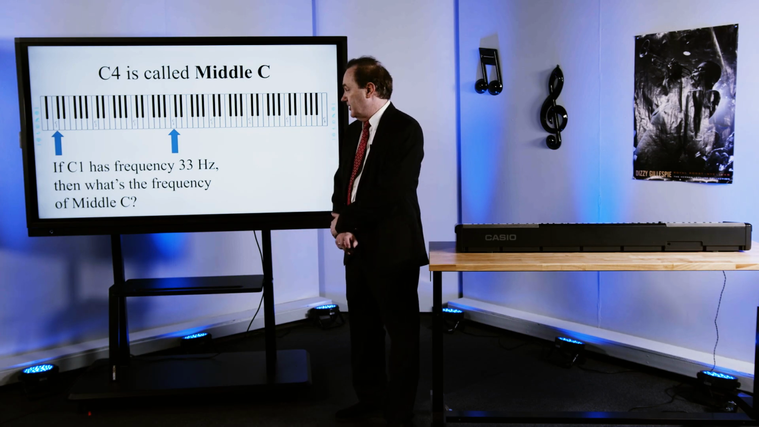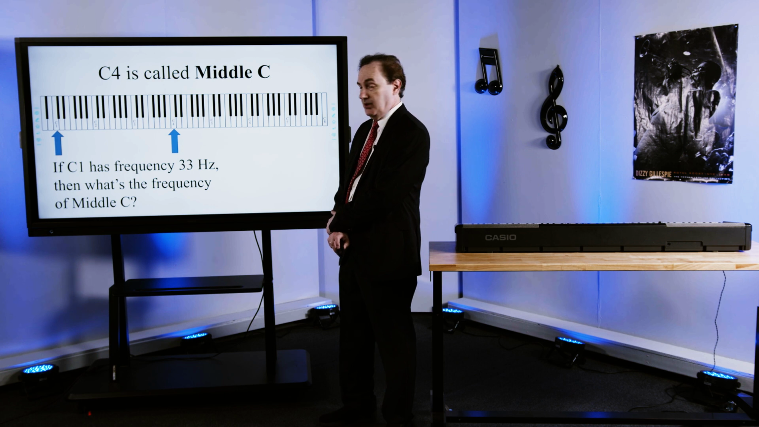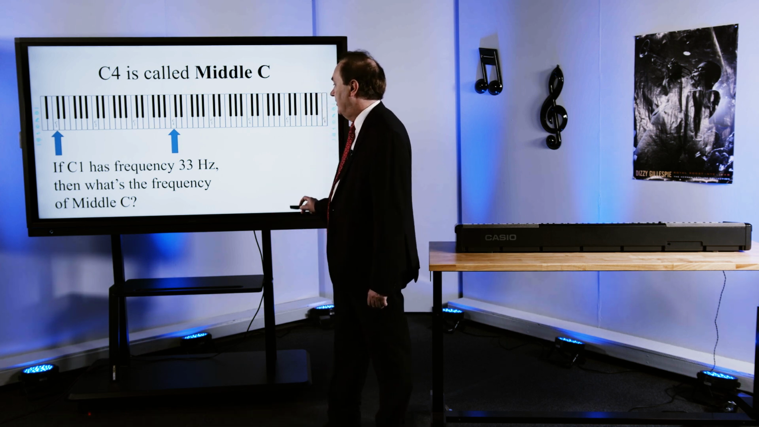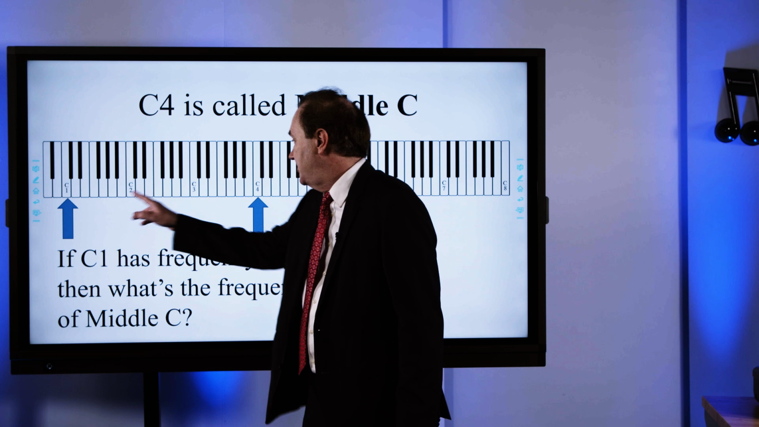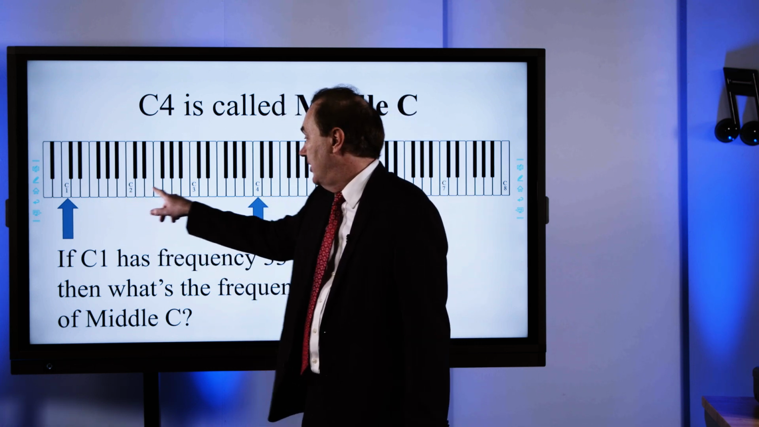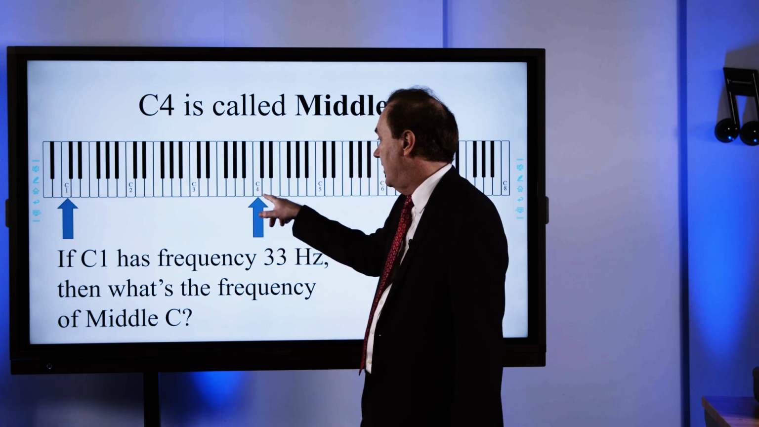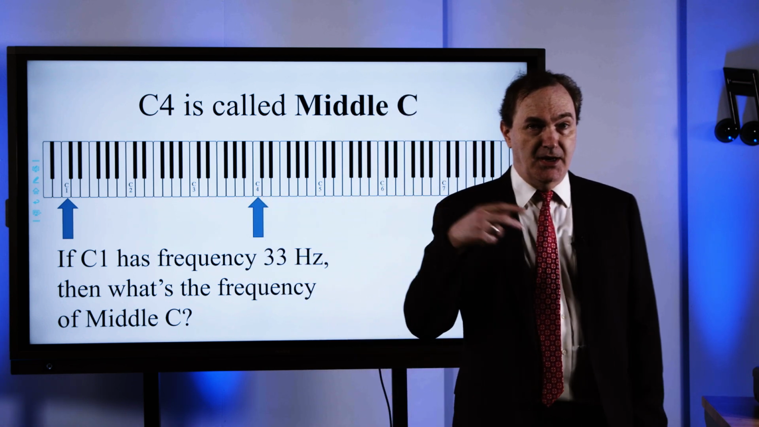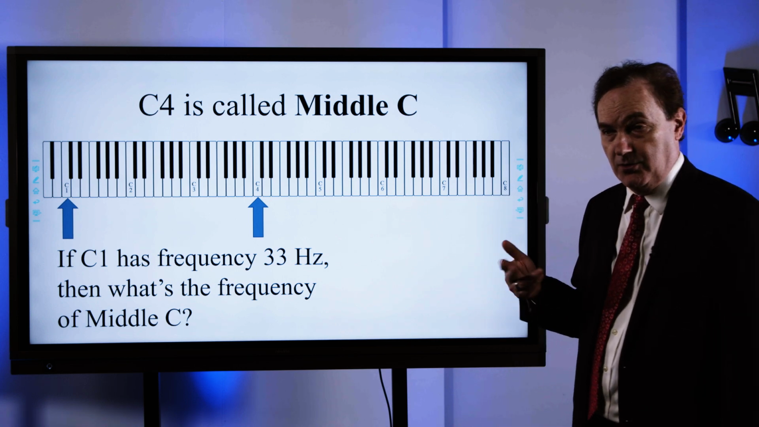Now, here's a little quiz. If C1, the lowest C, has a frequency of 33 hertz, then what's the frequency of middle C? Well, we can see here that to go from C1 to C4, you go up 1 octave to get to C2, another octave to get to C3, and another octave to get to C4. So each time you go up an octave, you're doubling the frequency because of that 2-to-1 ratio.